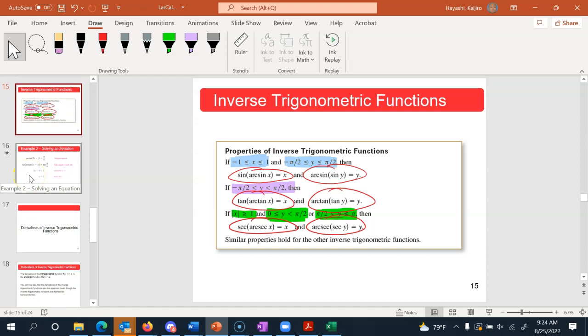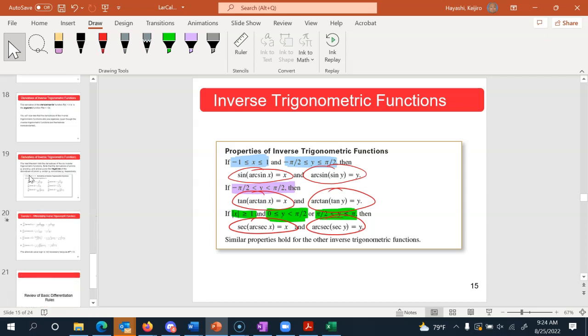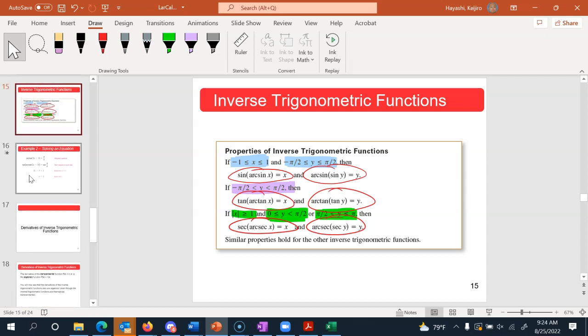Okay, so yeah, I think we're making good time, or okay time. So we'll solve an equation that has to do with inverse trigonometric functions, right? Because we were just evaluating them before. We'll actually solve an equation involving them now, and then we'll talk about their derivatives.